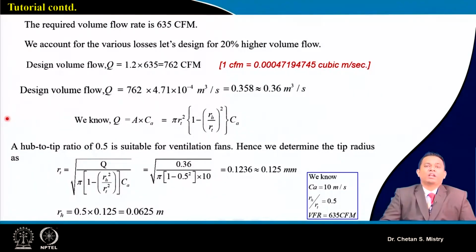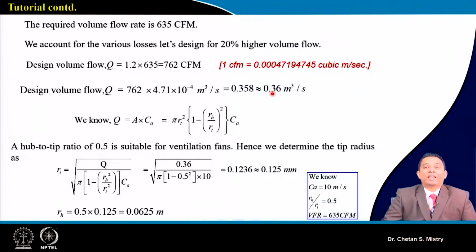The required volumetric flow rate given is 635 CFM. If we account for some kind of losses, let's design for a 20% higher CFM value. So we will take our volumetric flow rate as 1.2 into 635, so we will be designing our fan for 762 CFM. The conversion from CFM to meter cube per second gives me a volumetric flow rate of about 0.36 meter cube per second.